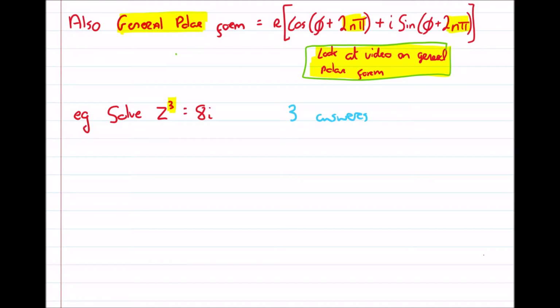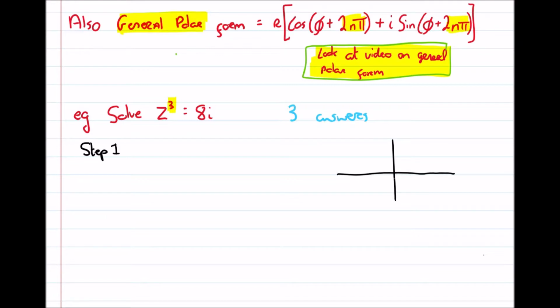So what do we do? Well, the first thing we have to do, step 1, if this complex number isn't in polar form already, we need to put it in polar form. Is it in polar form? No. So we have to put it into polar form. And we know how to put a complex number in polar form.